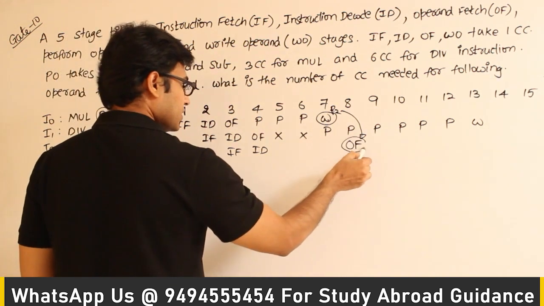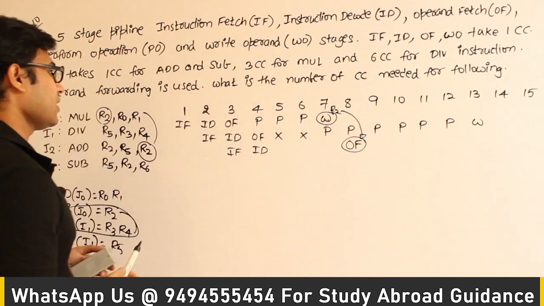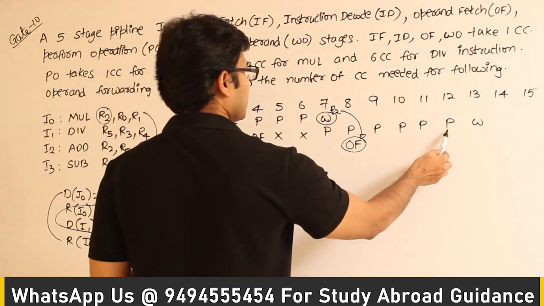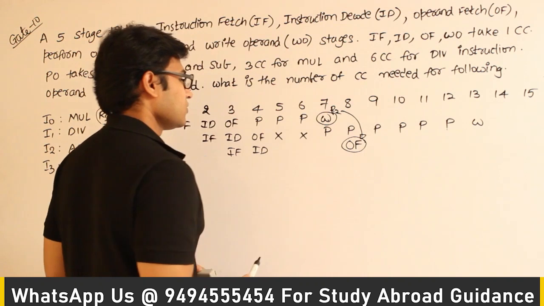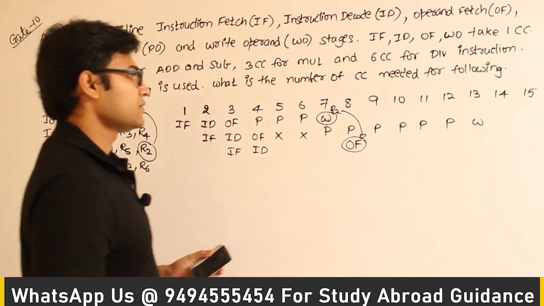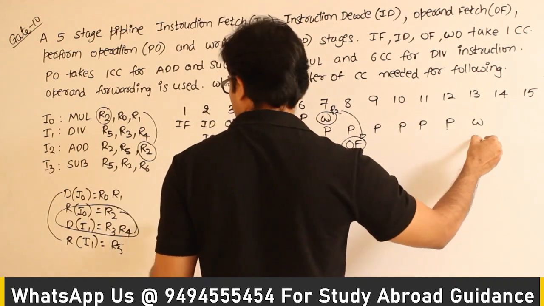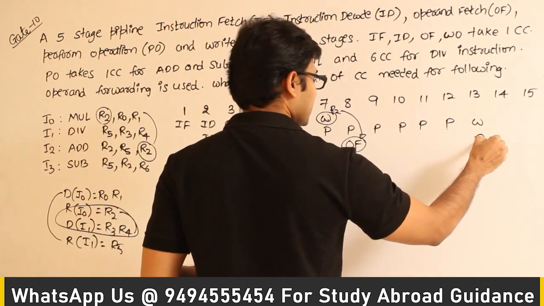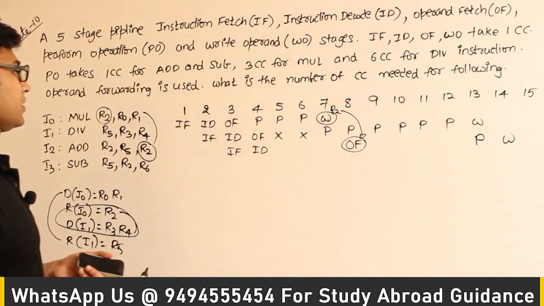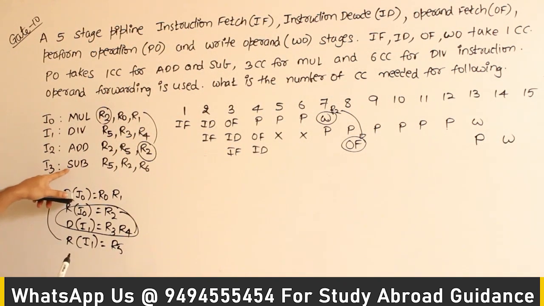So you have to wait till this point and fetch the operands and you can start execution, but you cannot start execution until this point. The reason is the execution unit is still being used by I1, so I2 can start execution here, and since it is an addition, it will take only one cycle and after that it can write back. Got it?